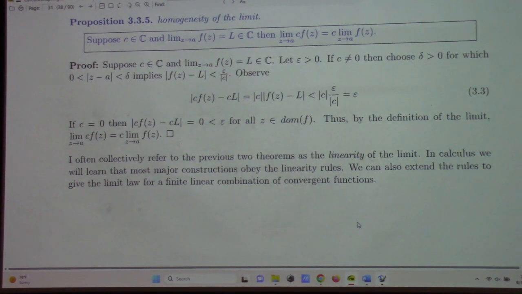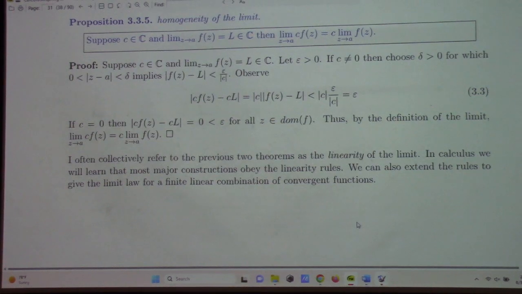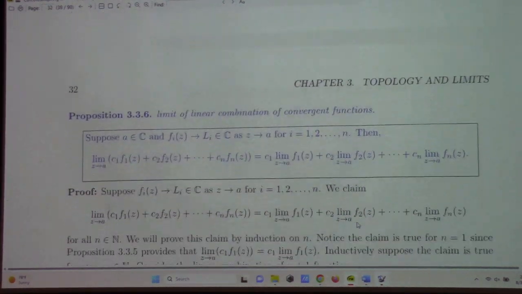Again, if you saw this proof in Calculus 1, this is boring. This is exactly the proof we gave in Calculus 1 with absolute value replaced with modulus. Now, if you didn't see that proof, well, this is scary and new, right? And I'm sorry, but it is what it is.